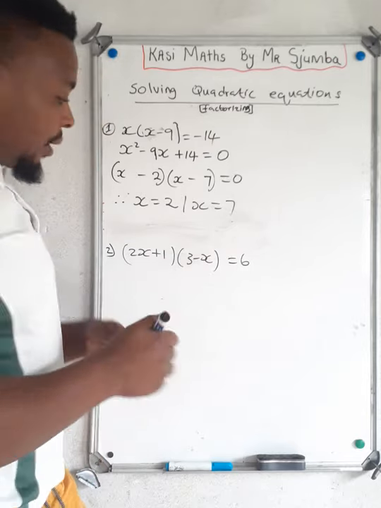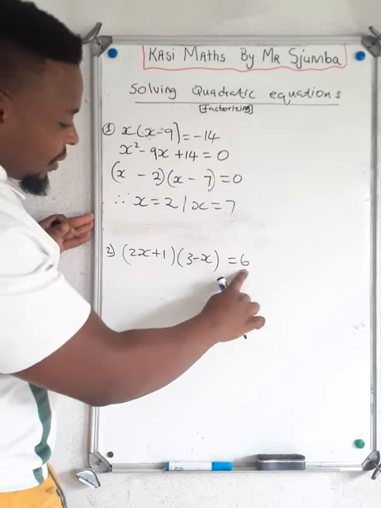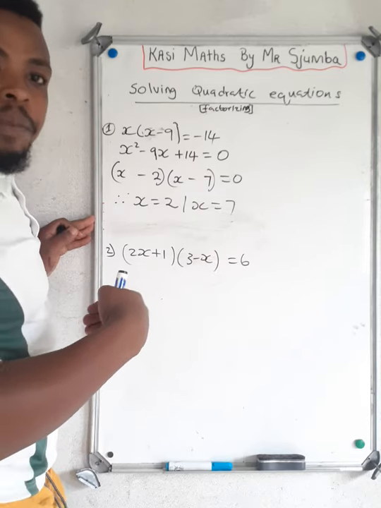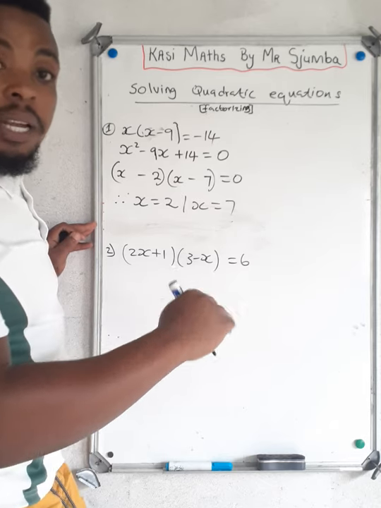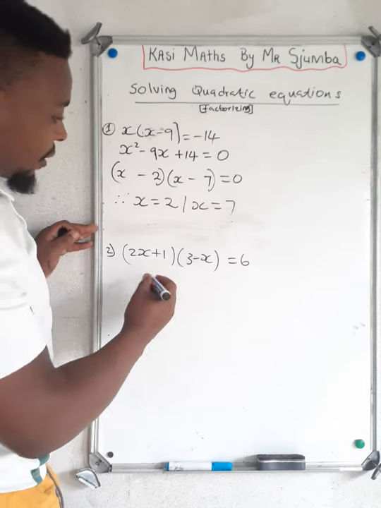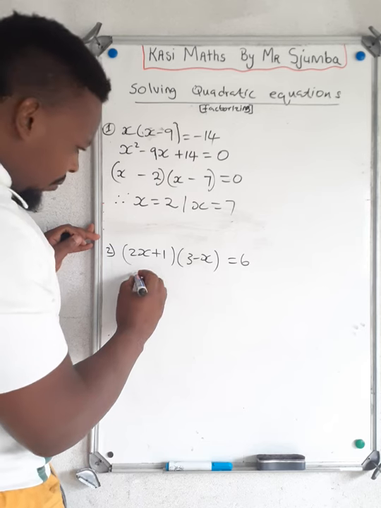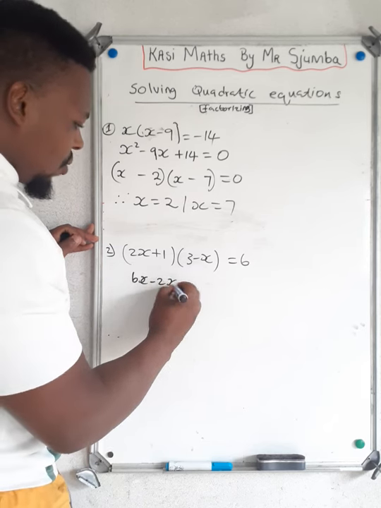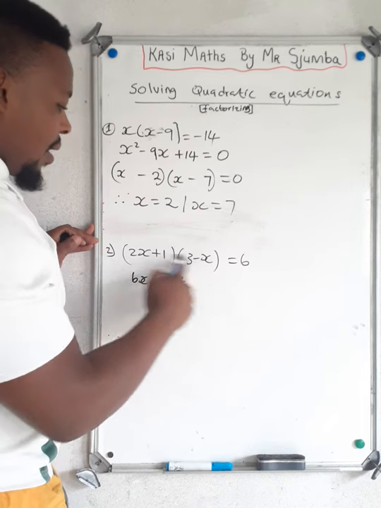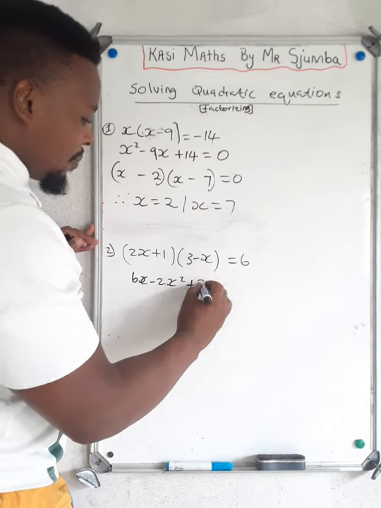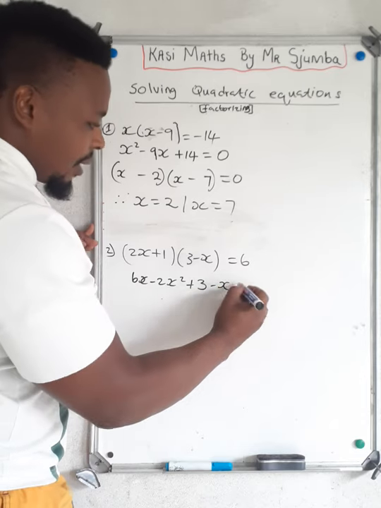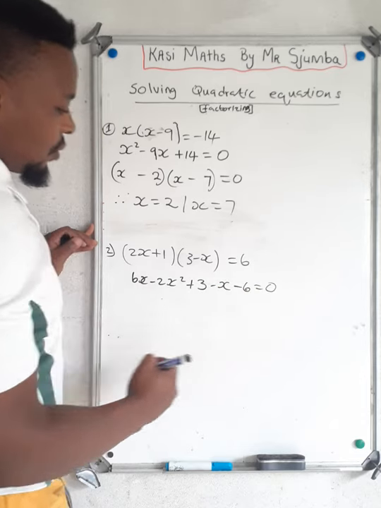Imagine because it's a 6, we have to multiply out, bring the 6 in, so basically we say quadratic, then we can go and factorize. Low and low, it's going to be 6x. Then low and low, minus 2x squared, right? Then low and low, it's plus 3, then minus x, and 6 on this side will be minus 6 equals to 0.